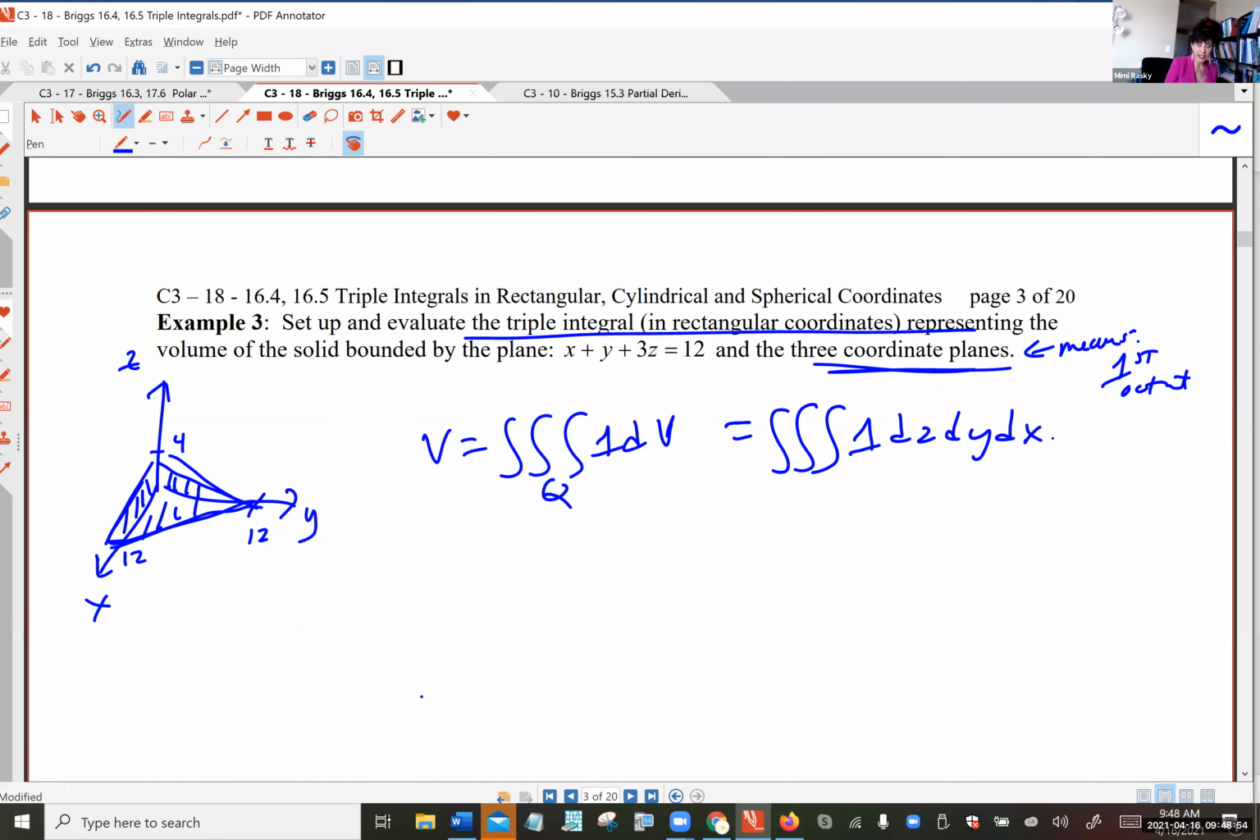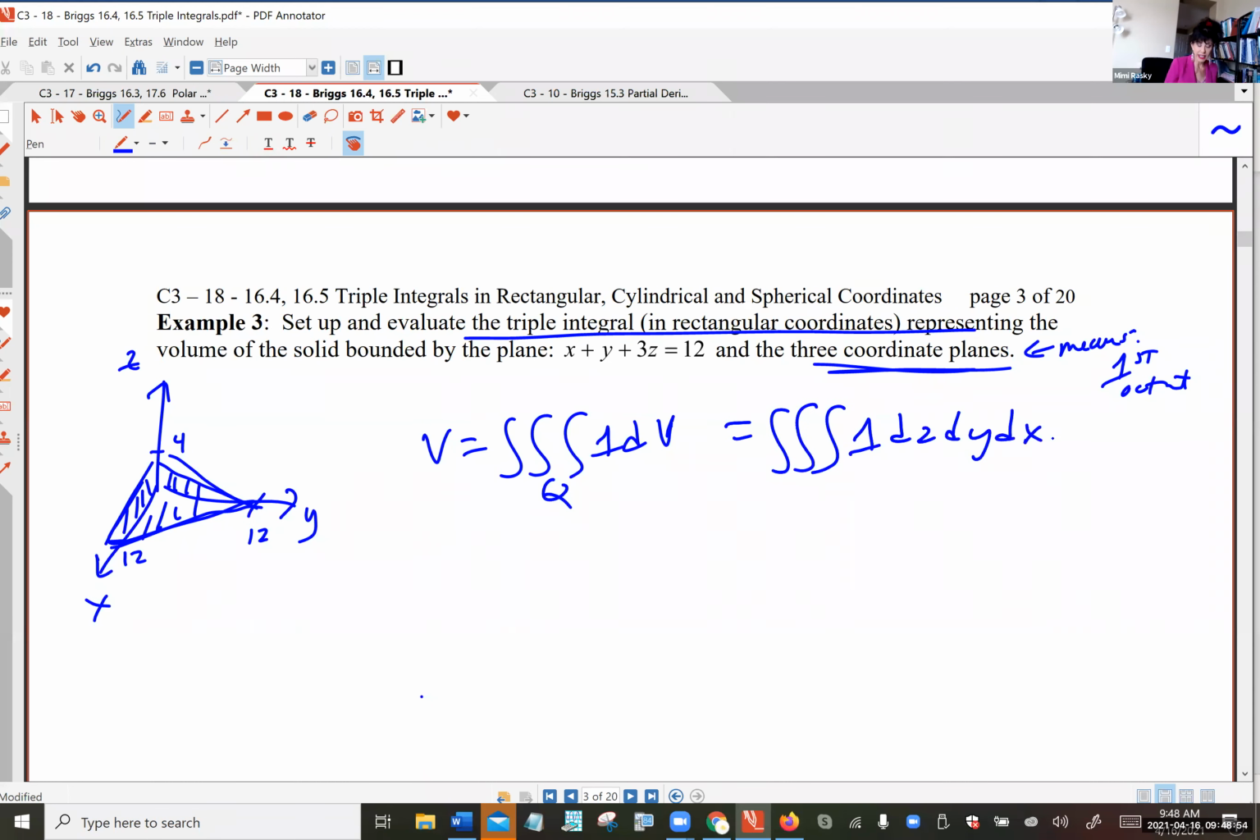Here, the floor of the solid is just the xy plane, so the lowest z gets is 0. The highest z gets is the capping surface, but that means we have to solve our capping surface for z. When I do that, I get 1/3 times the quantity 12 minus x minus y.